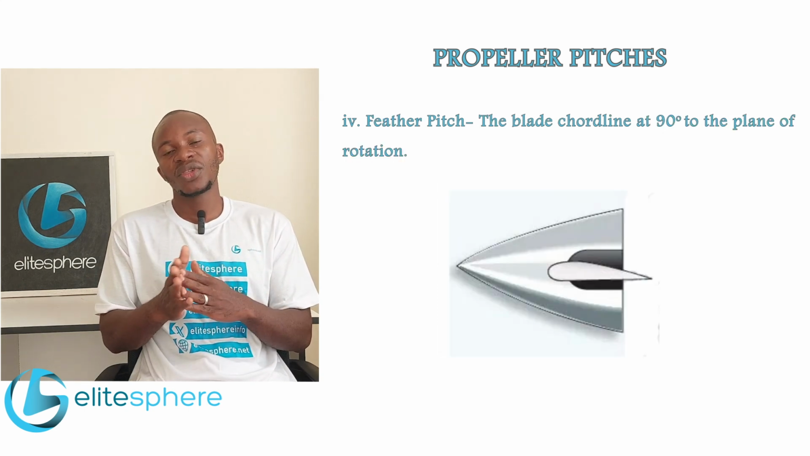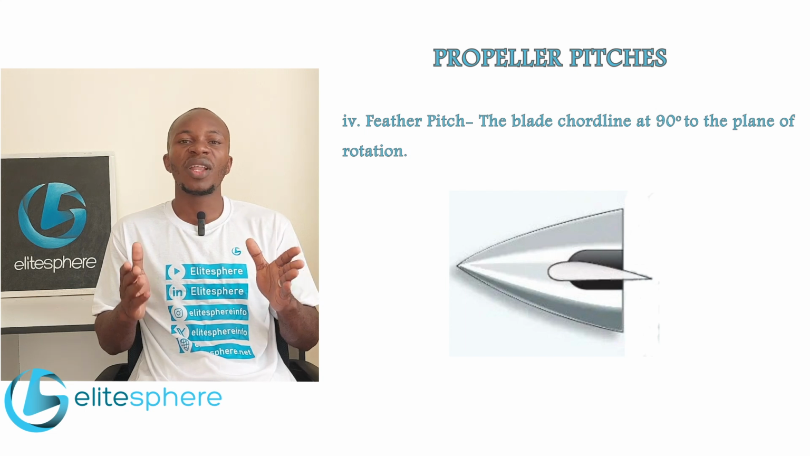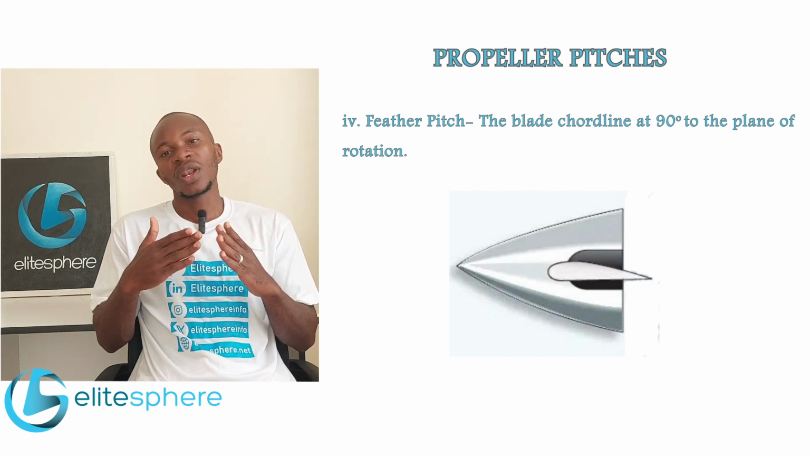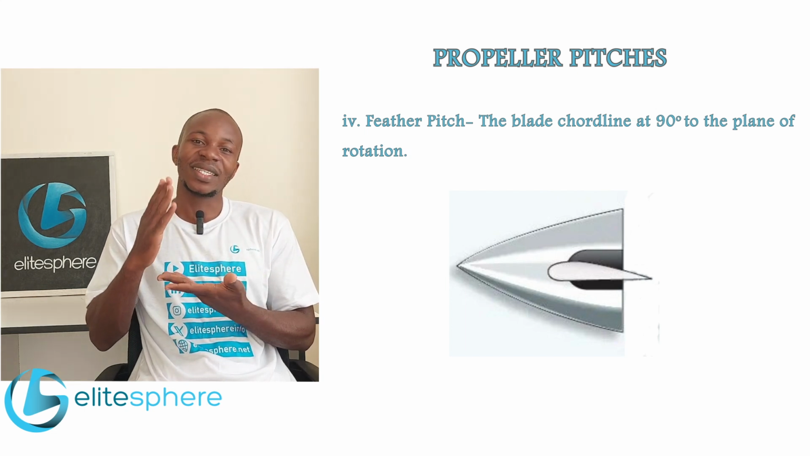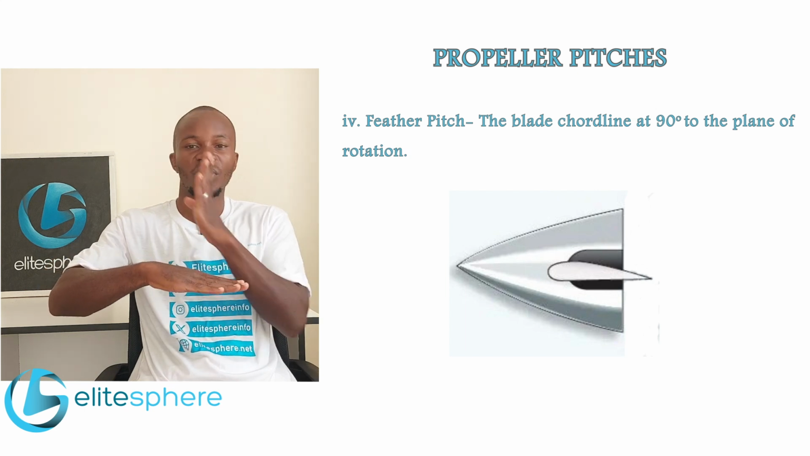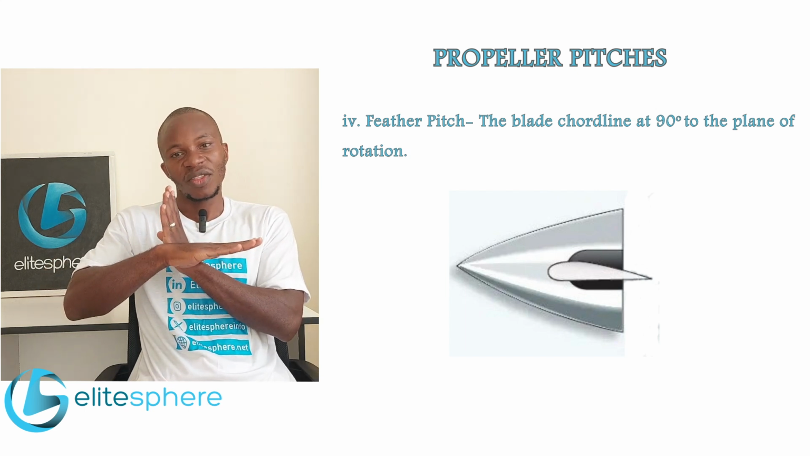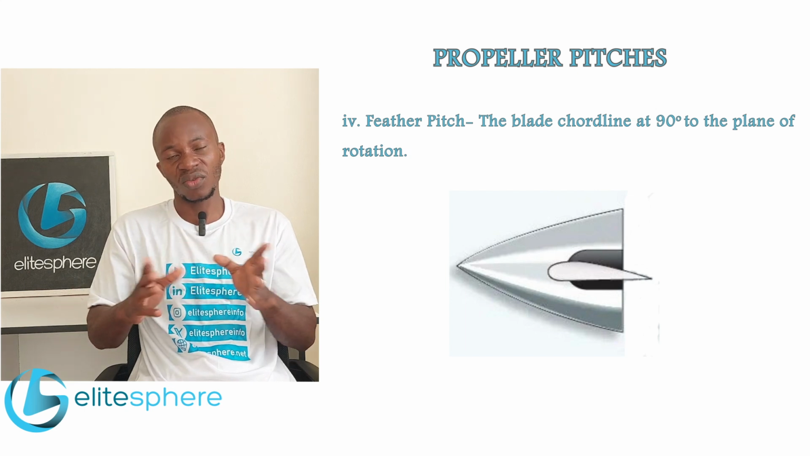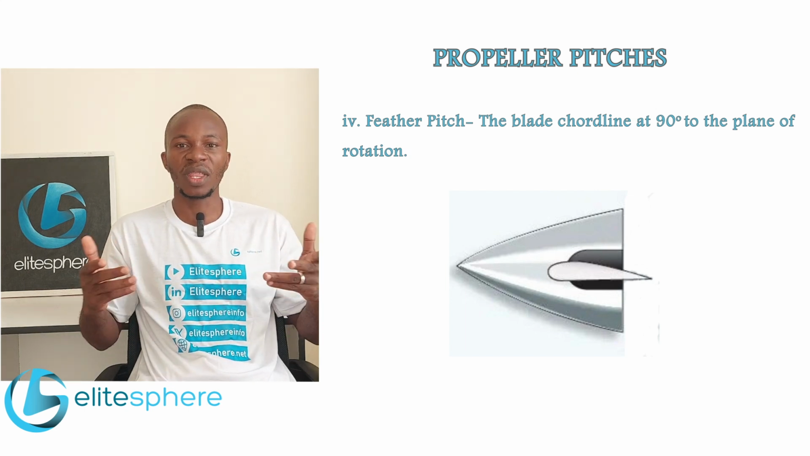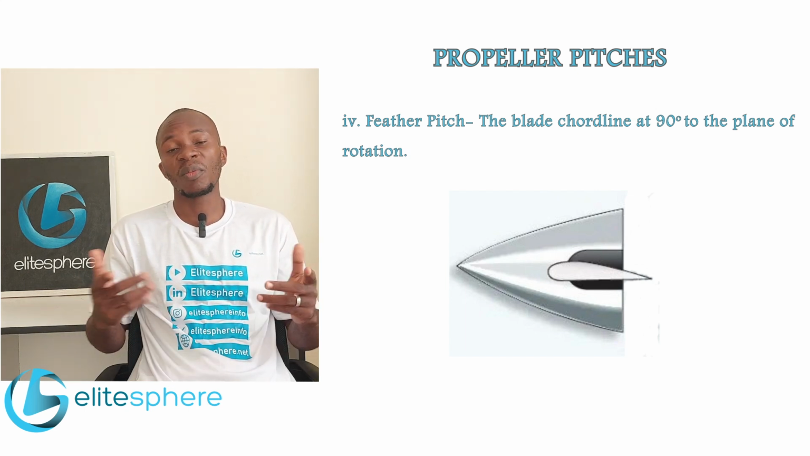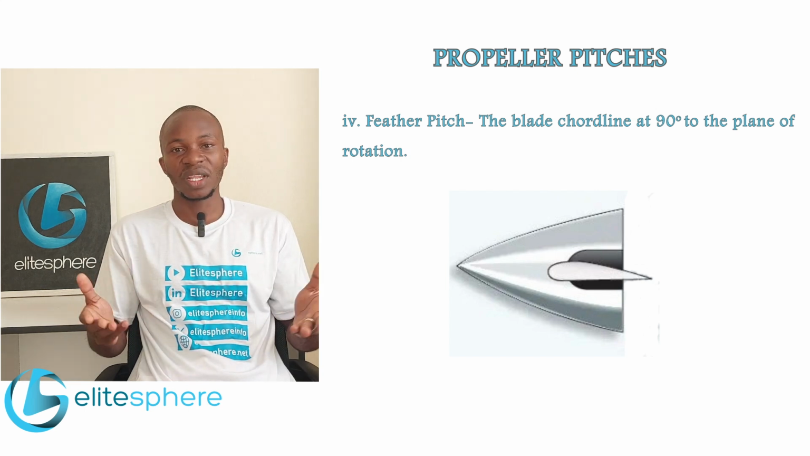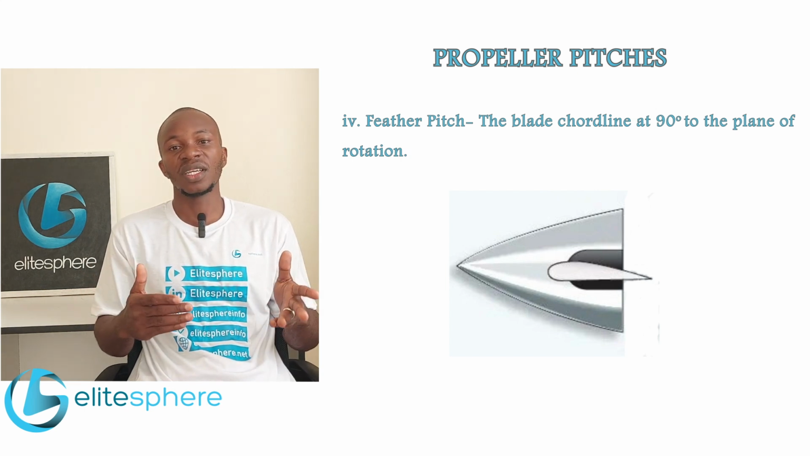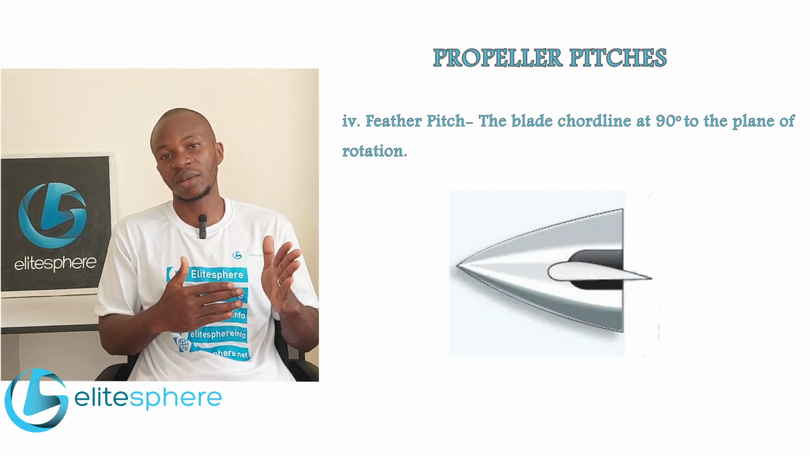When a propeller is set to feather, the chord line of the propeller is set at 90 degrees to the plane of rotation. And at this feather position, what we are basically doing is reducing the drag being produced by the engine. On some aircraft, especially the free turbine aircraft, this setting is used for engine startup.